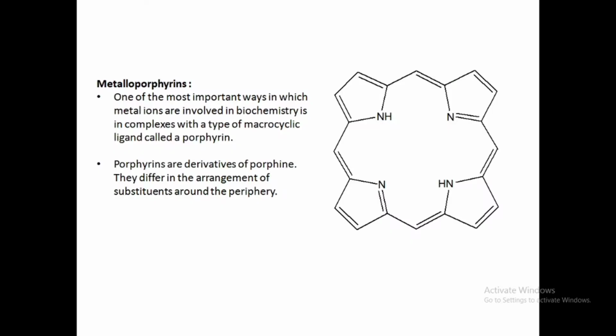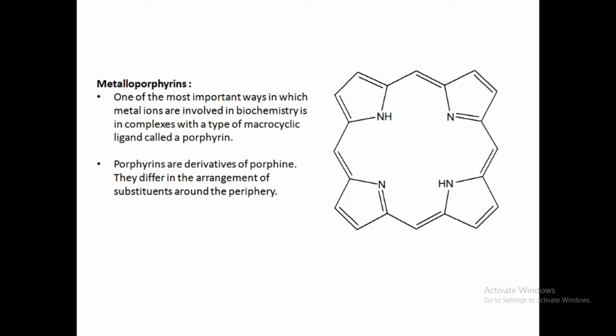So before we actually talk about what exactly hemoglobin is, there are a few terms that we must know, or a few things that we must be aware of. First such term is metalloporphyrins. So I have put a structure of metalloporphyrin over here. Let's just go through the slide quickly.